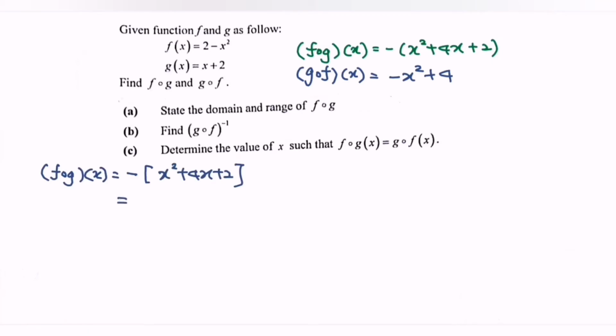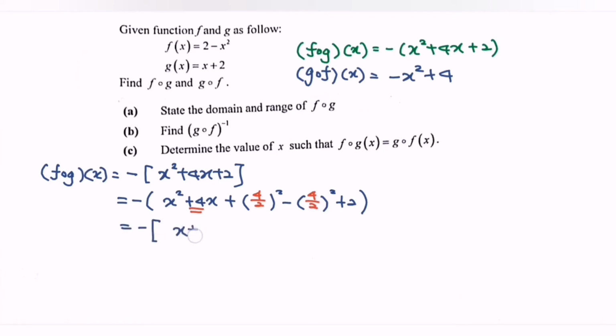Here we have the expression. Make sure the coefficient of x squared is 1. So completing the square, we have x squared plus 4x plus (4 over 2) squared minus (4 over 2) squared, plus 2. Simplify the expression. Negative (x plus 2) squared minus, we have 4 over 2, which is equal to 2 squared, so negative 4 plus 2. So finally we have negative 2. Expand the expression: negative (x plus 2) squared plus 2. So that is the standard form.